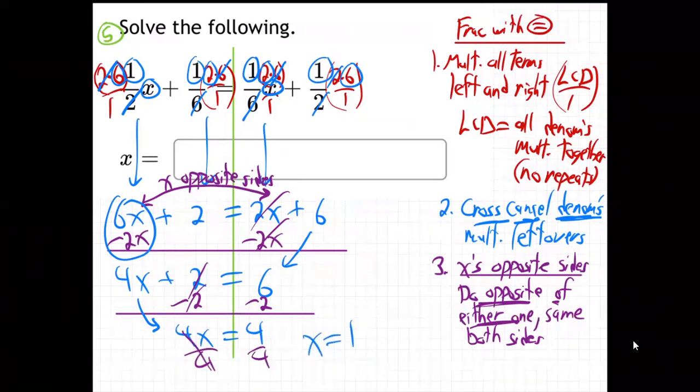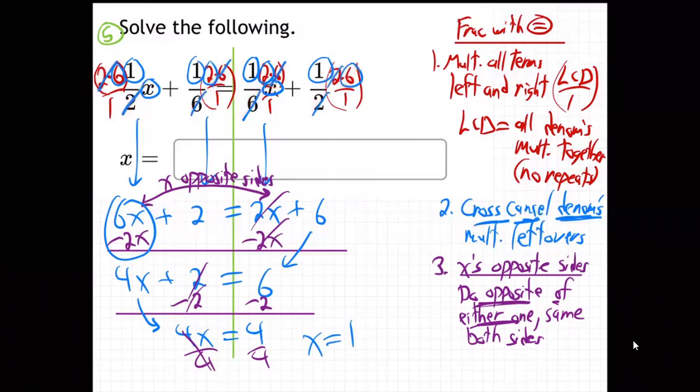So again, recapping, when you have fractions with an equal sign, a bunch of fractions and an equal sign, you multiply all the terms left and right by the LCD over 1, where the LCD is just all the denominators multiplied together, but no repeats. You don't use the 6 twice and the 2 twice. Just use a single 2 and a single 6. 2 times 6 over 1, 2 times 6 over 1, 2 times 6 over 1, all the way across. Then you cross cancel the denominators. Notice how every denominator is crossed out. That's why there's no more fractions.